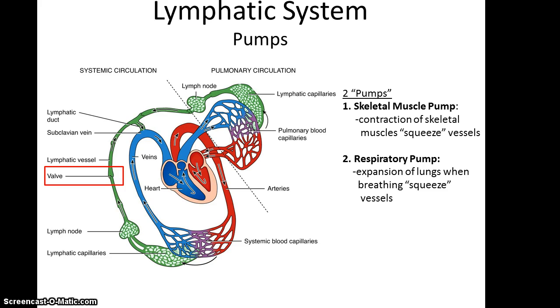Now, the way that the lymphatic system prevents backflow of the lymph fluid is pretty much the same as we found in the veins of the cardiovascular system, and that is that the lymph vessels contain many valves that will fill up and close up if the lymph fluid tries to back up.